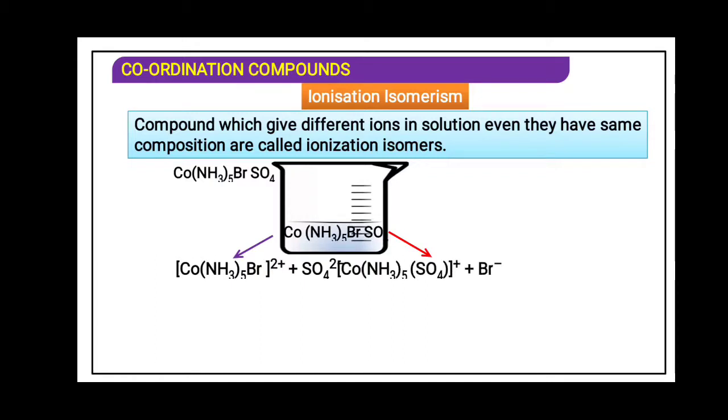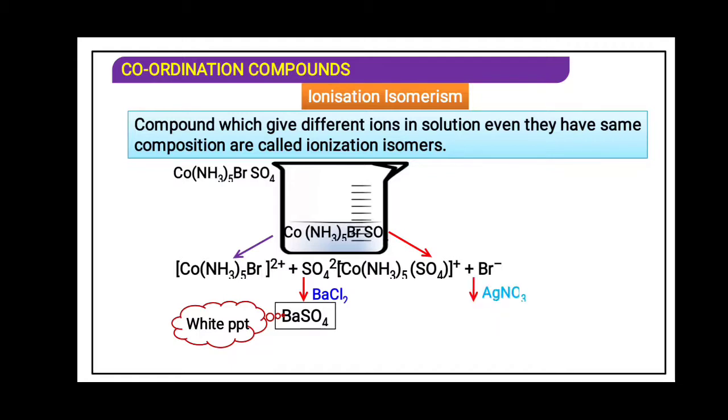See how they are exchanging. When you add barium chloride to this complex, you will get barium sulfate, a white precipitate. And when you add silver nitrate to this complex, you will get AgBr, that is a pale yellow precipitate.